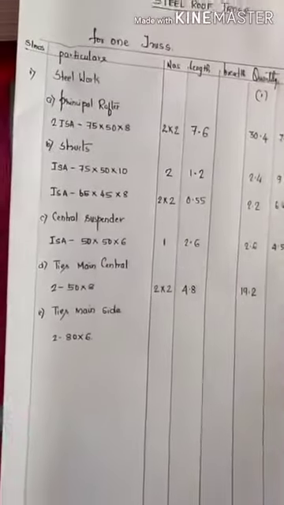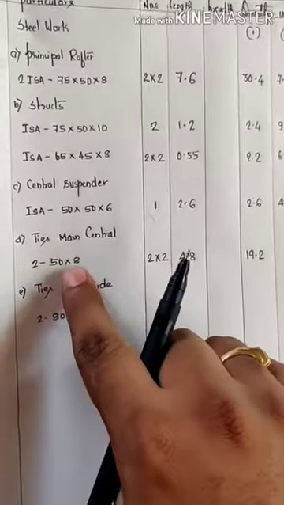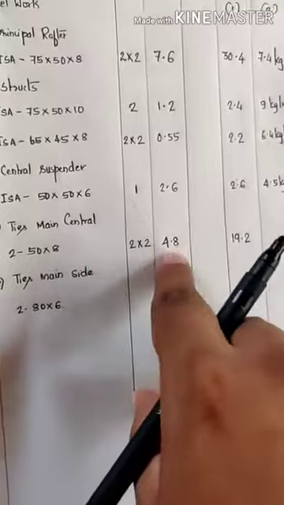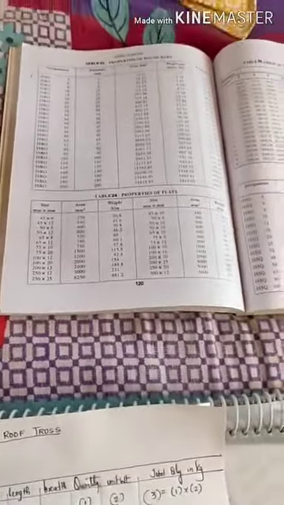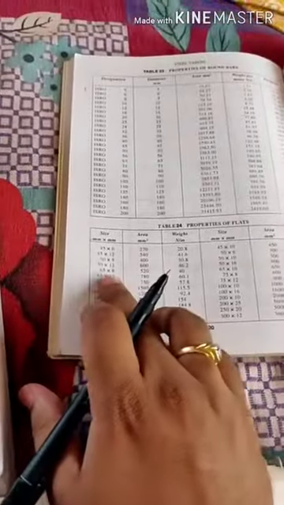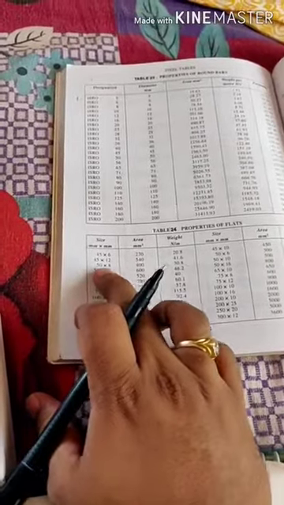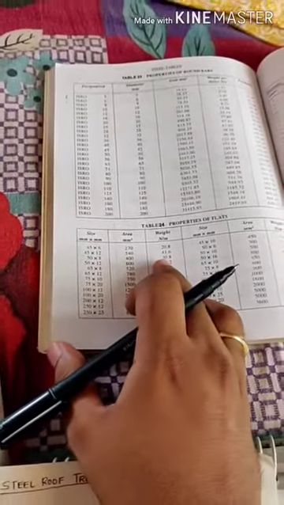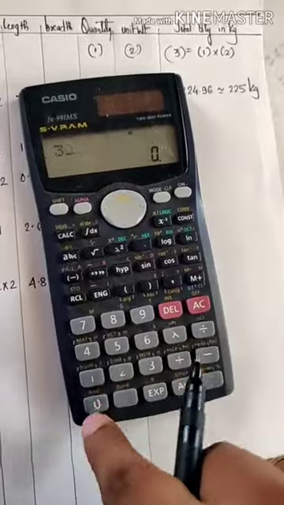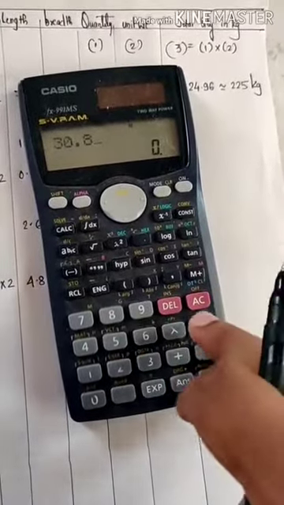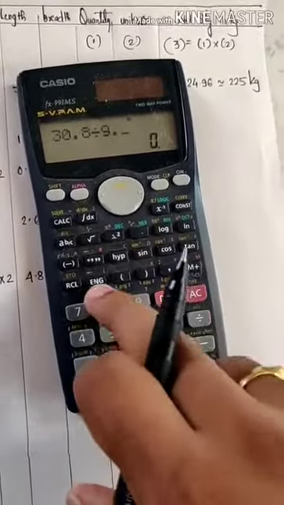Okay. So once you calculate 2 numbers of 50 by 8, there are 4 numbers, 4.8, so you will get the total length. The unit weight of this you will get from the steel table. It is on page number 120. So look here, 50 by 8 size. The unit weight is given in Newton per meter. So it is 30.8. Now to convert that to kg, it will be divided by 9.81, right?